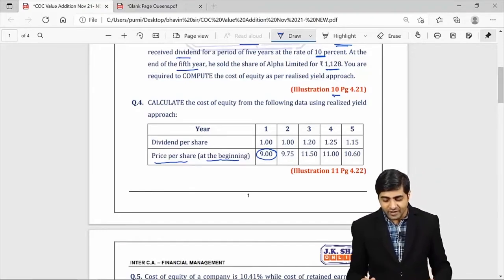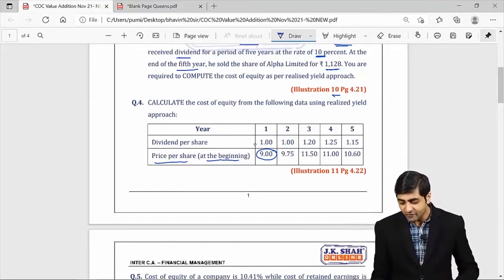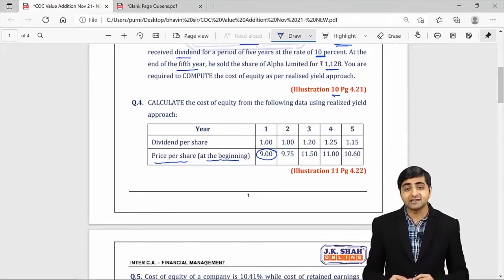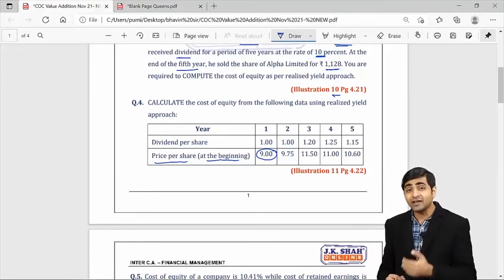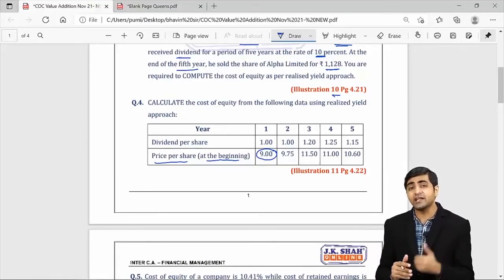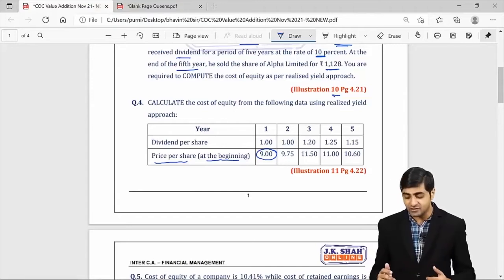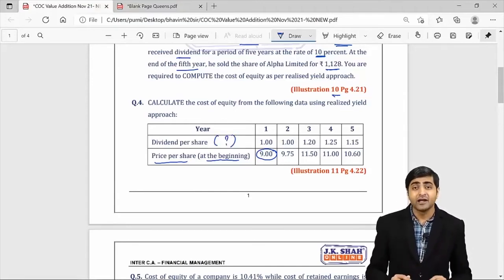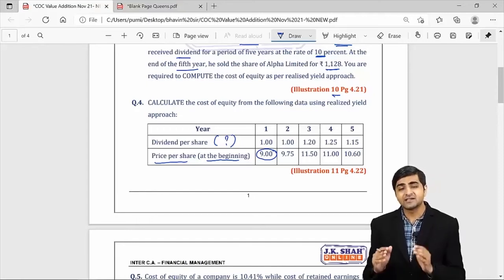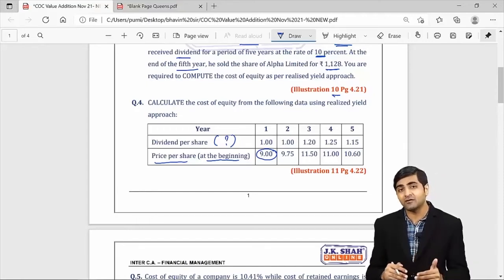Okay. And then we have dividend per share for year 1 to year 5. Now understand like this, dividend per share, my dear students, is nothing but your cash inflows, and you will only receive this at the end of the year. So that's why in dividend per share nothing is given in the bracket, because it is implied that this dividend will always be received at the end of the year.